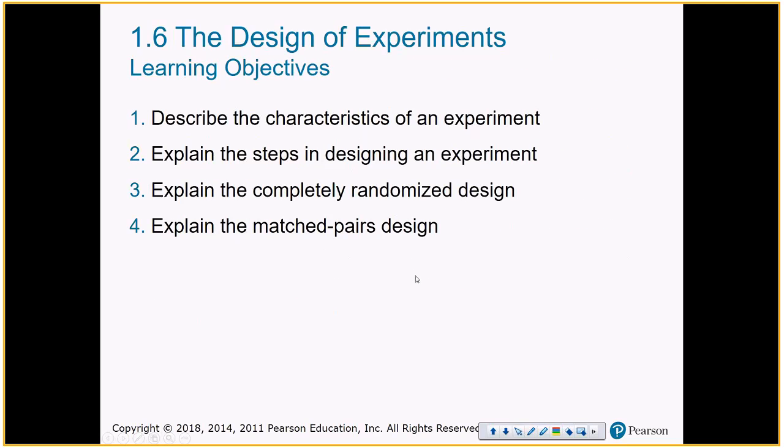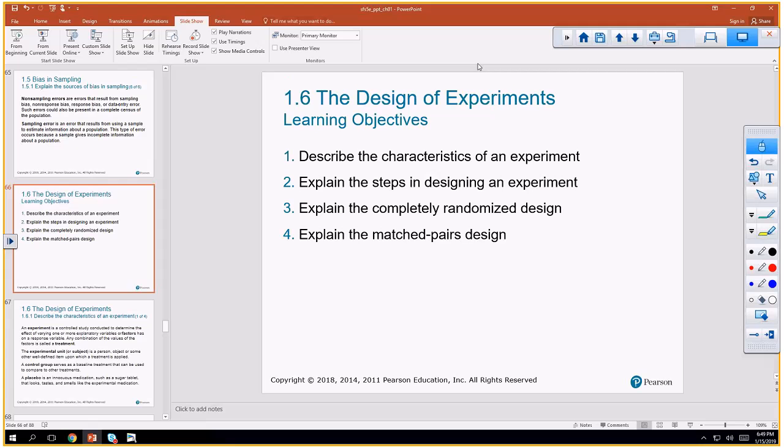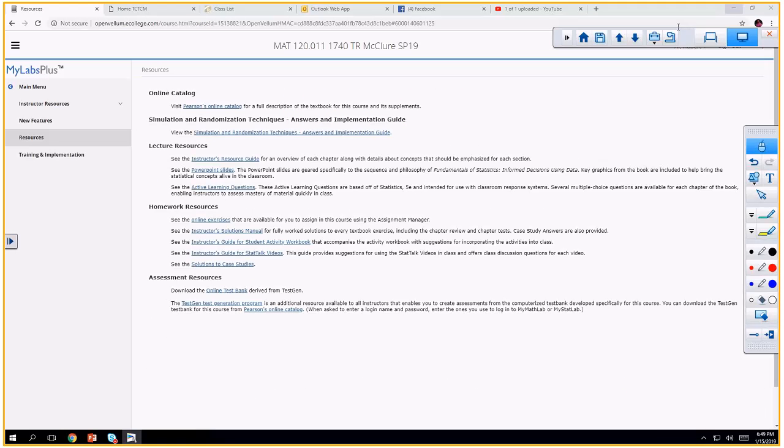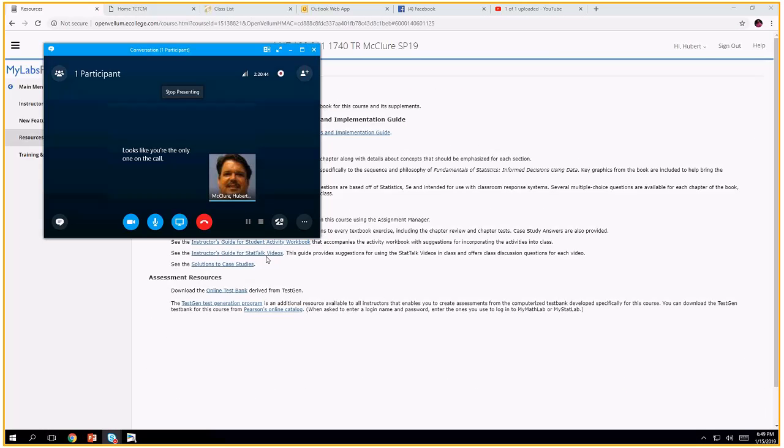Non-sampling error, blah, blah, blah. Okay, that's 1.6. We're not going to go through 1.6. So I'm going to cut the handy-dandy recording off right now so I can talk and so it can process.